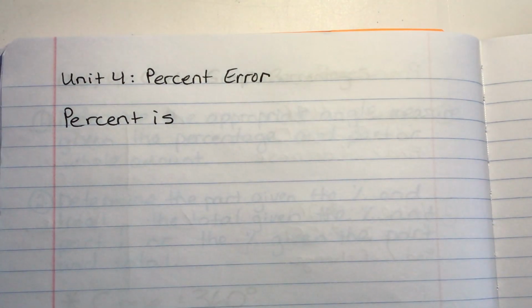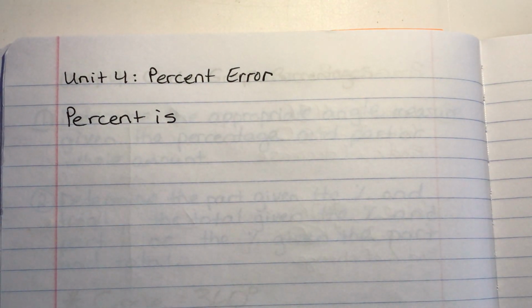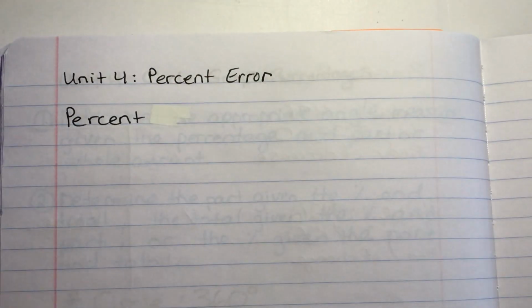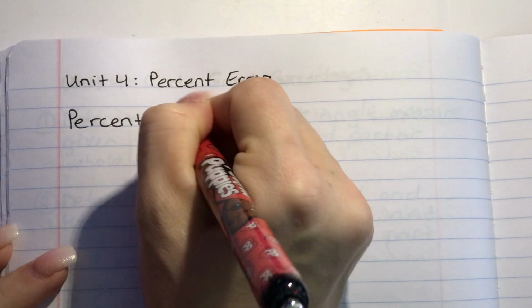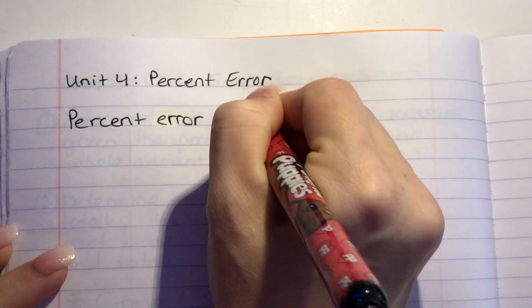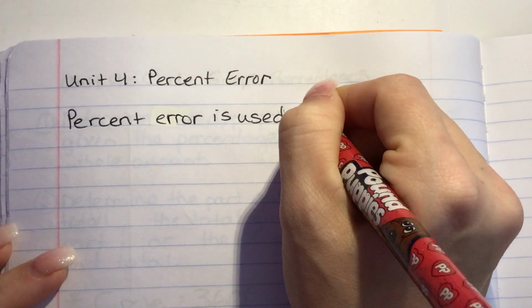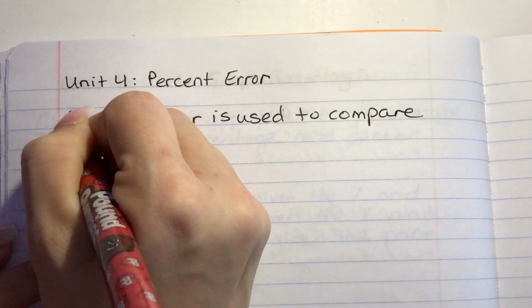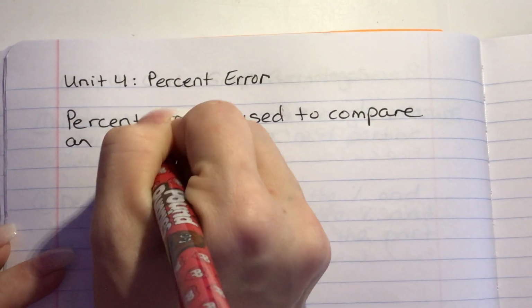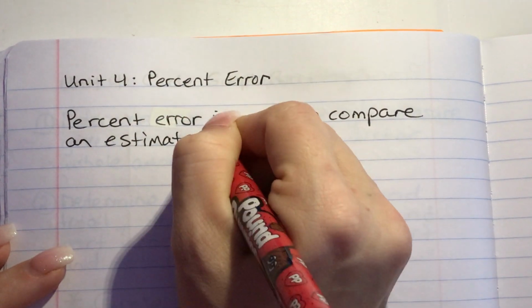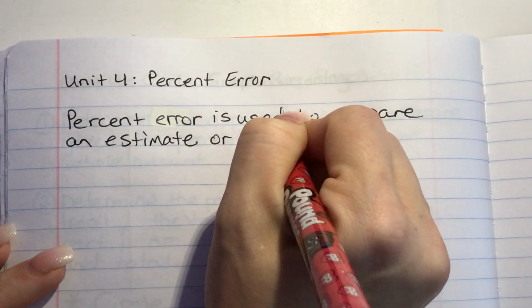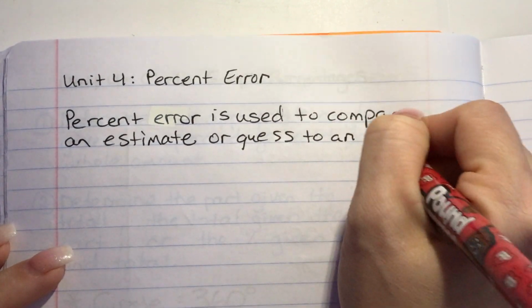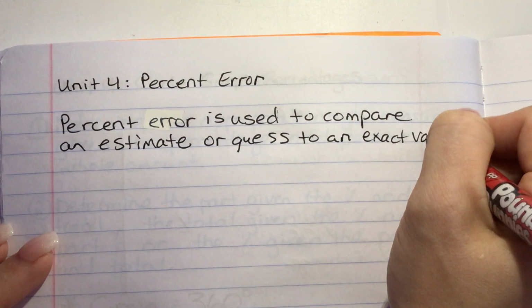Percent error is used to compare an estimate or guess to an exact value.